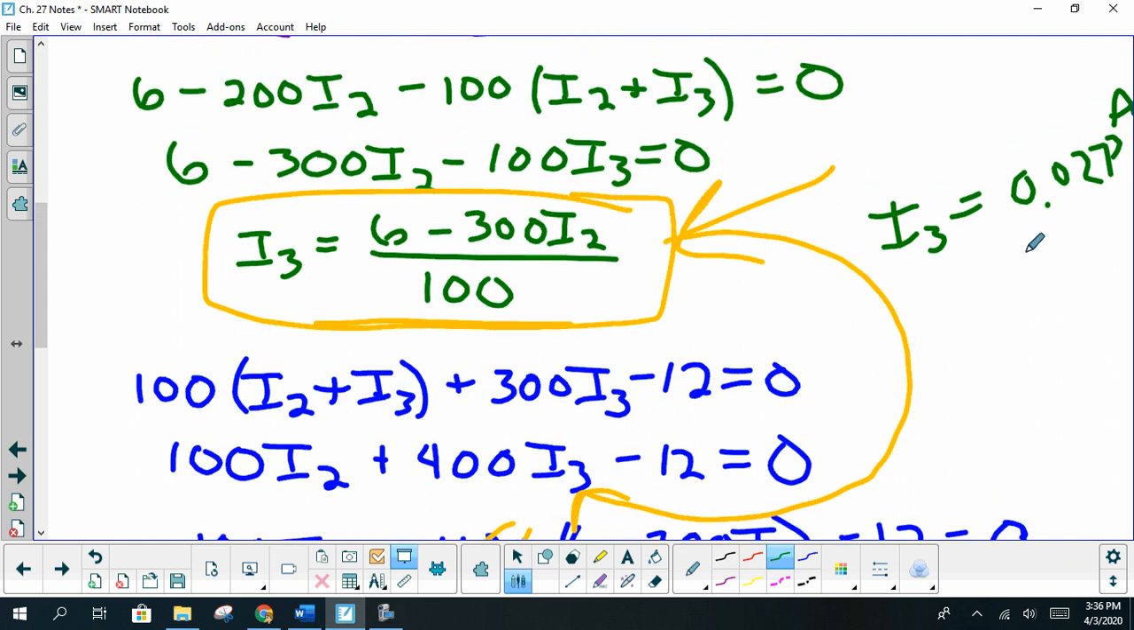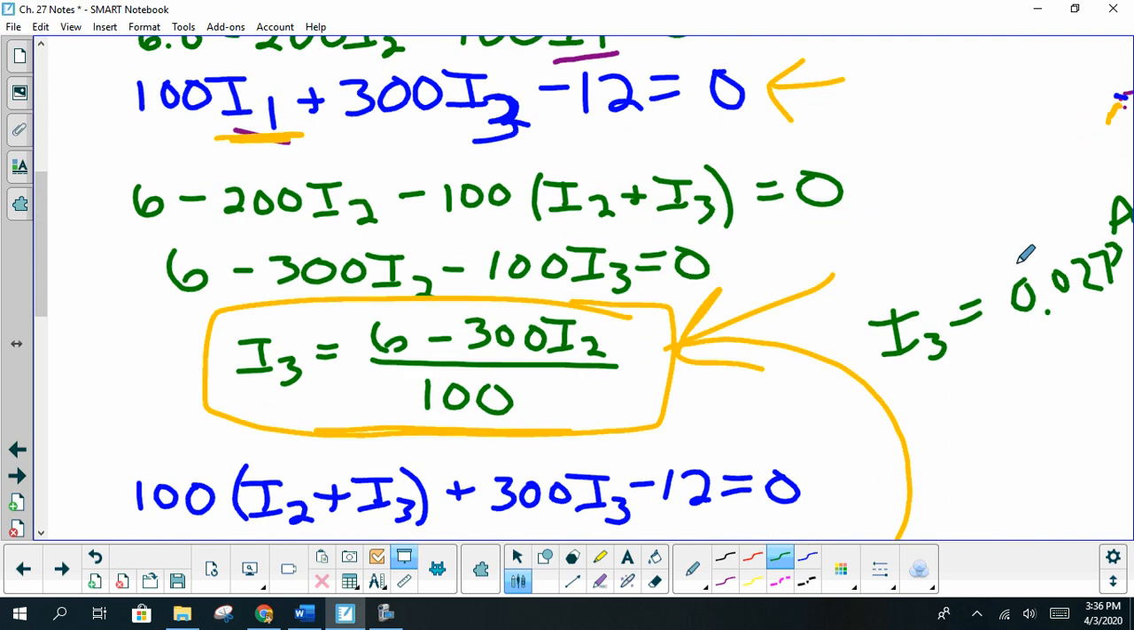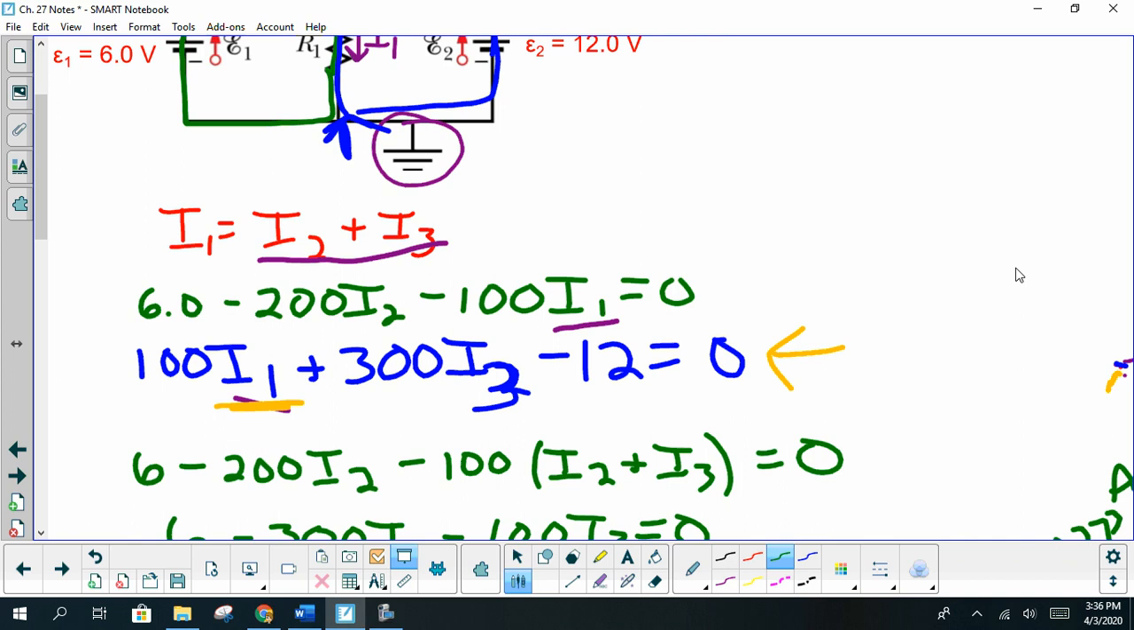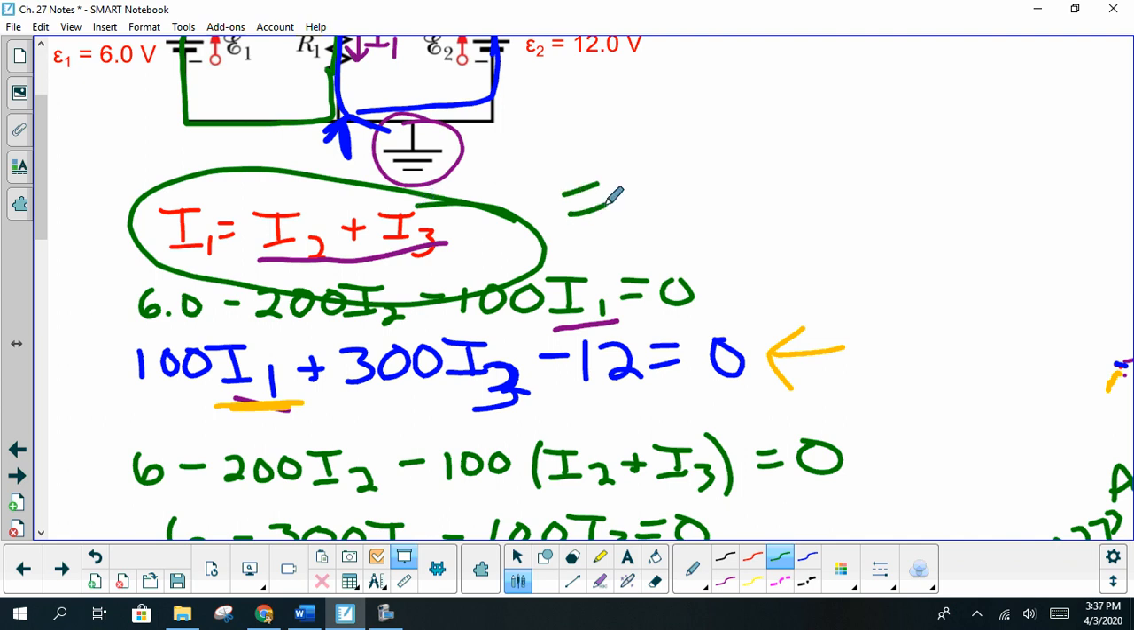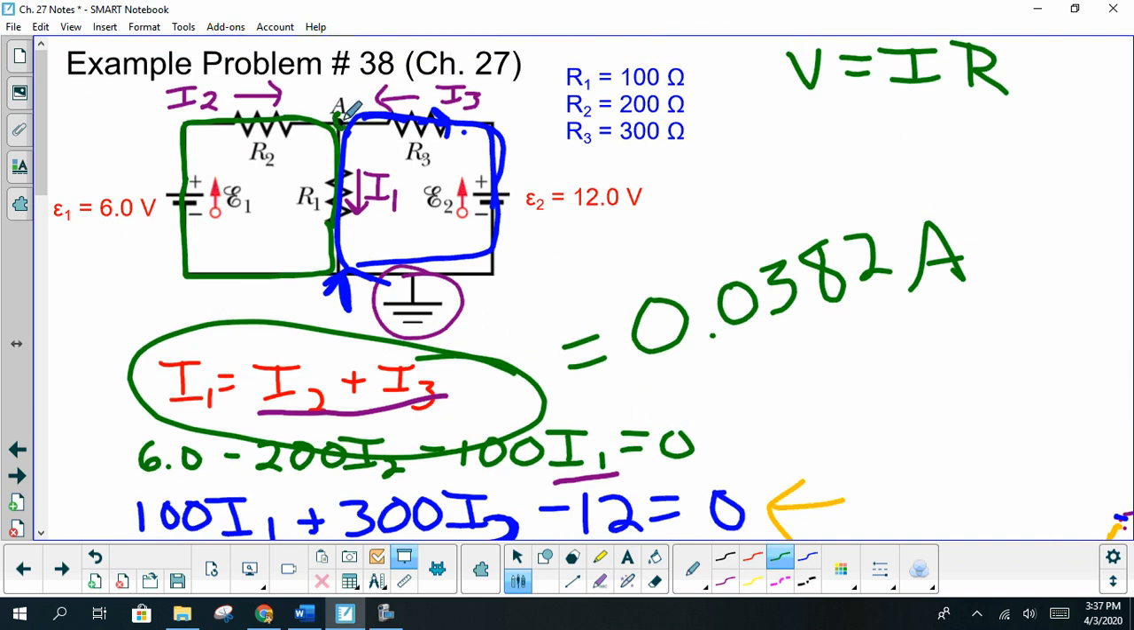And then, excuse me, we can go back and use our equation I1 is equal to I2 plus I3. Adding those two currents together, we will get a value of 0.0382 amps, which is great. We finished. Yay! The question also asks, I believe, for a potential at point A here.